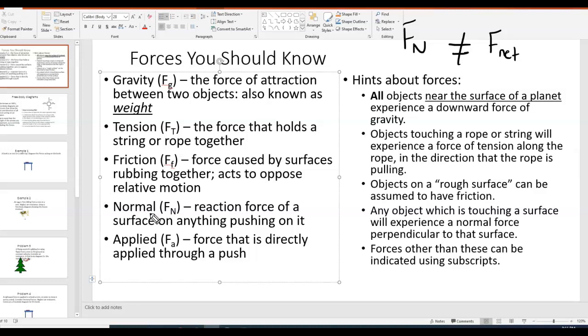Now, you don't really need to know what I'm about to say, but the word normal basically means perpendicular. Hopefully you know what perpendicular means from geometry. So you have a normal force anytime you have a surface and something is pushing on the surface. And the normal force always acts at a 90-degree angle to the surface.